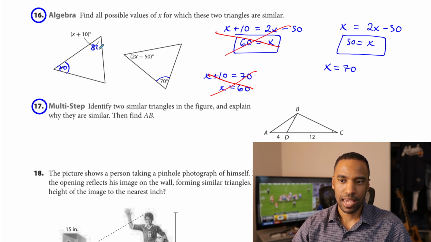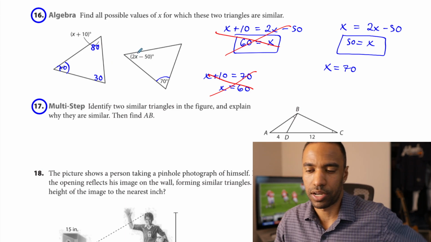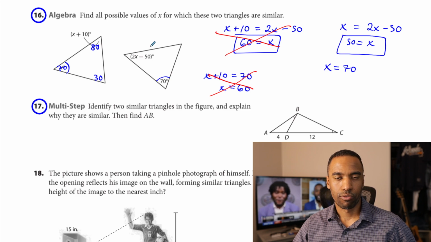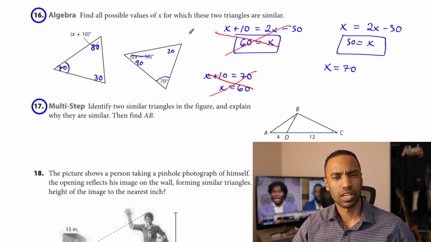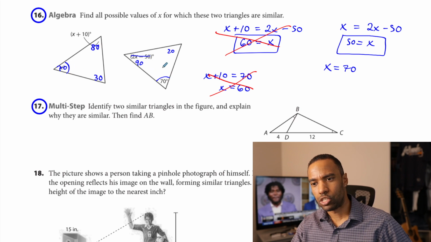70 plus 10 is 80, and then with 70 plus 80, that's 150. So 30 remains here. That's 30. Let's see if this works here. 2 times 70 is 140, minus 50 is 90, and that doesn't seem to work out because this is 20 right there. Unless I did some wrong math, I think that's good. So it looks like only the 70s work there.